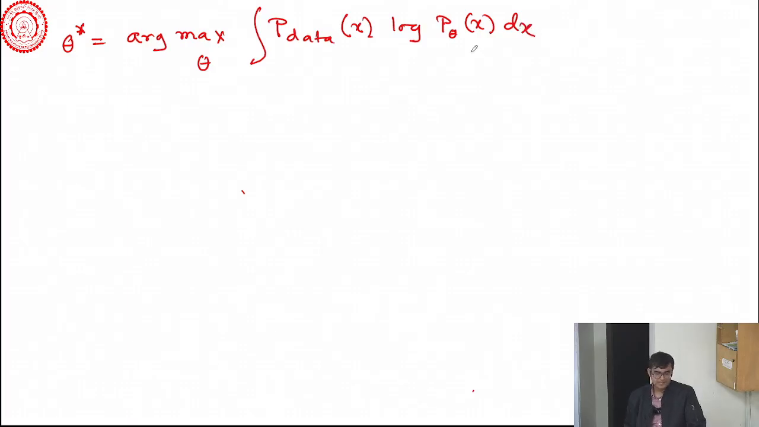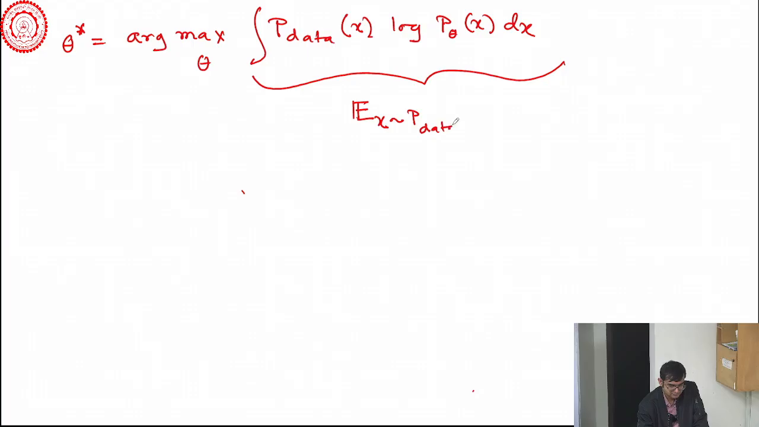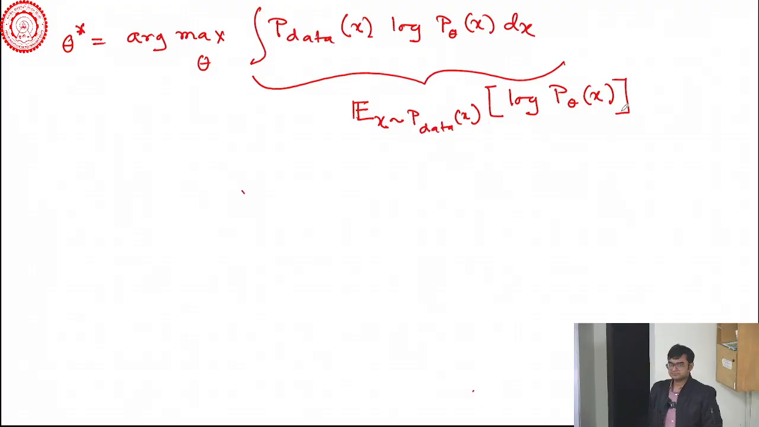Right? What is this quantity equal to? A statistical quantity. What is this? The expectation of log of P theta x. So this is equal to the expectation, with x coming from P data. I mean, expectation with respect to which distribution? P data, and then log of P theta x. Correct?